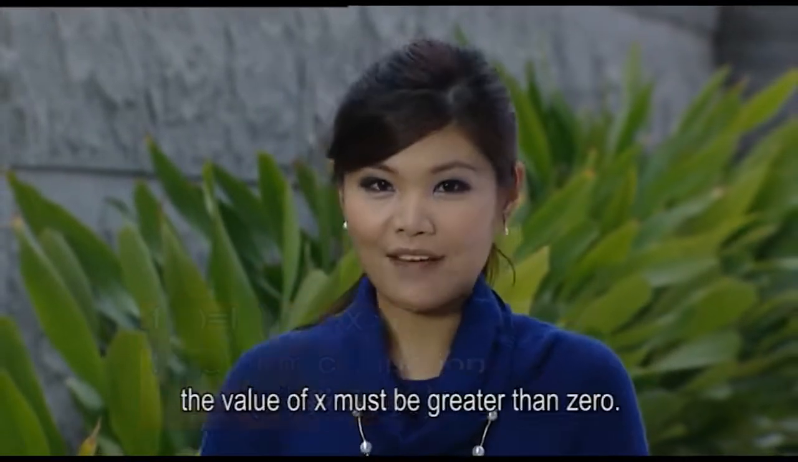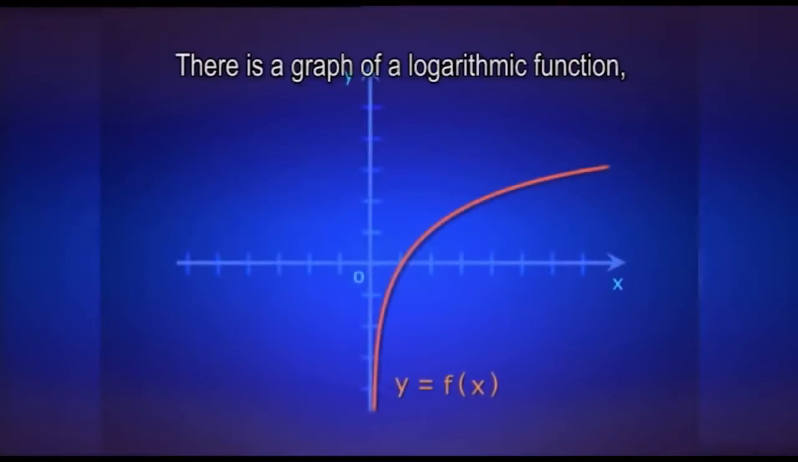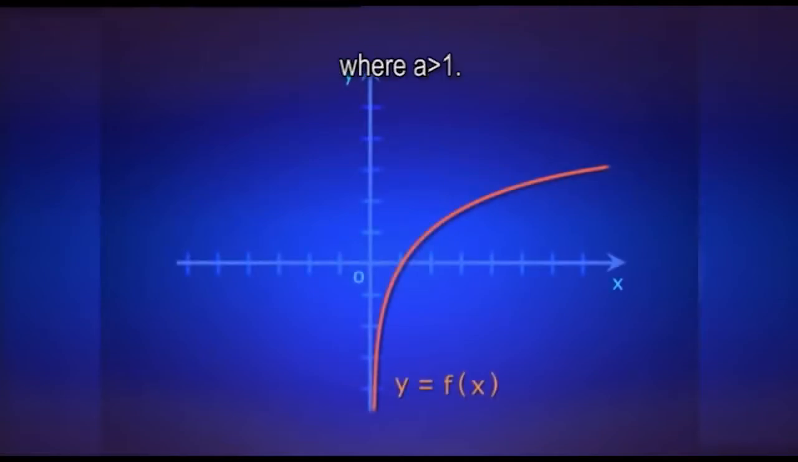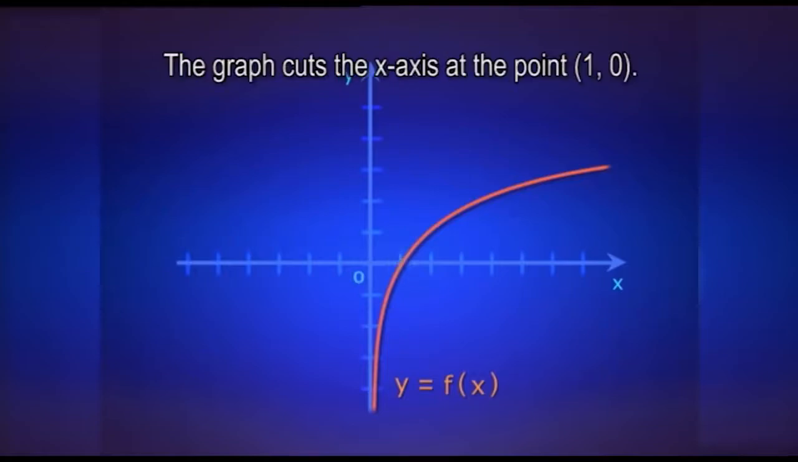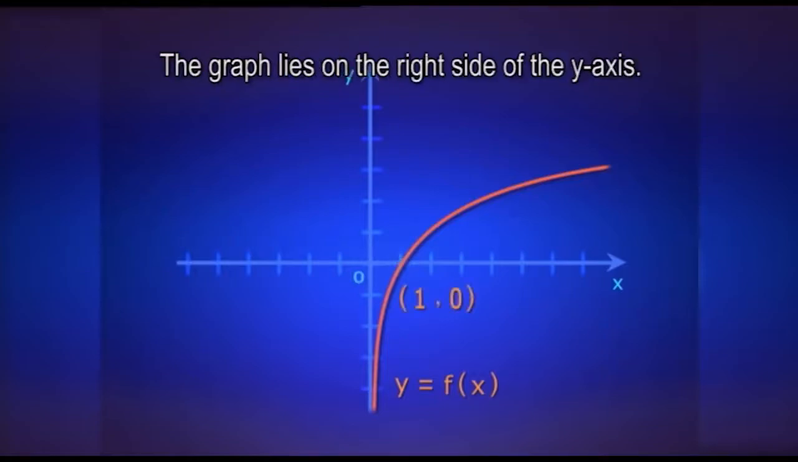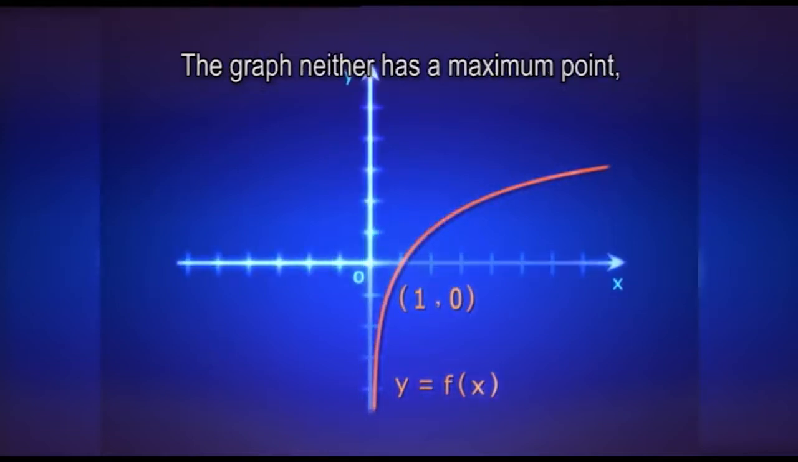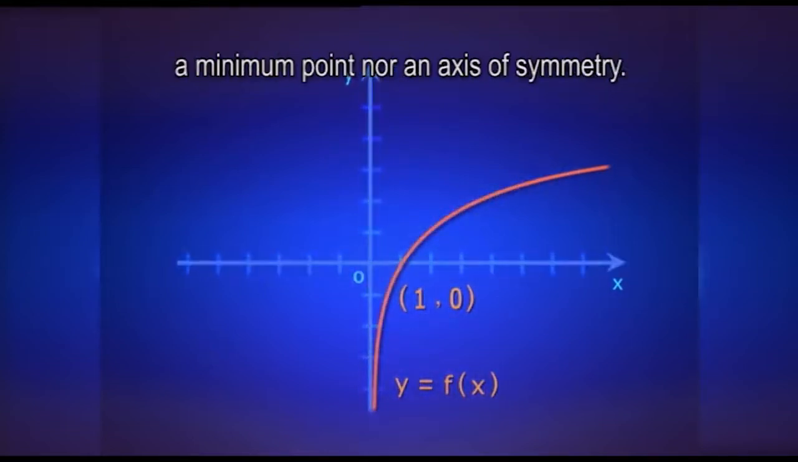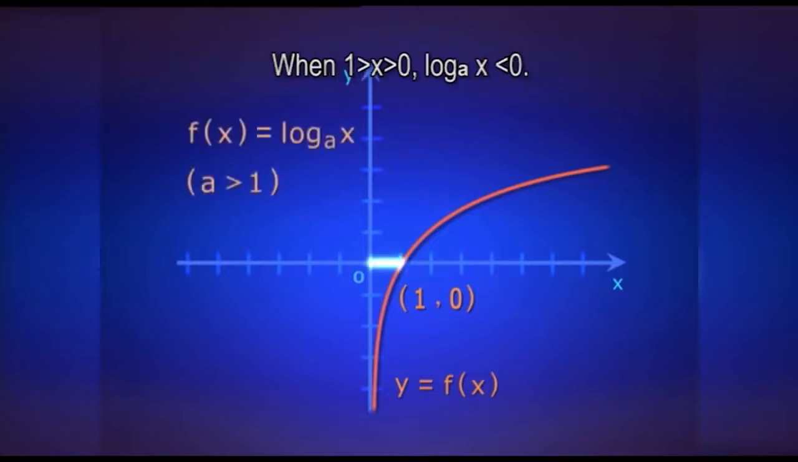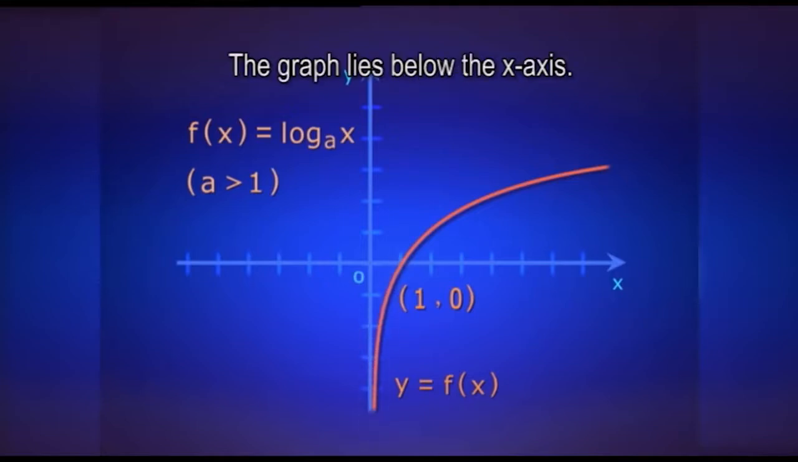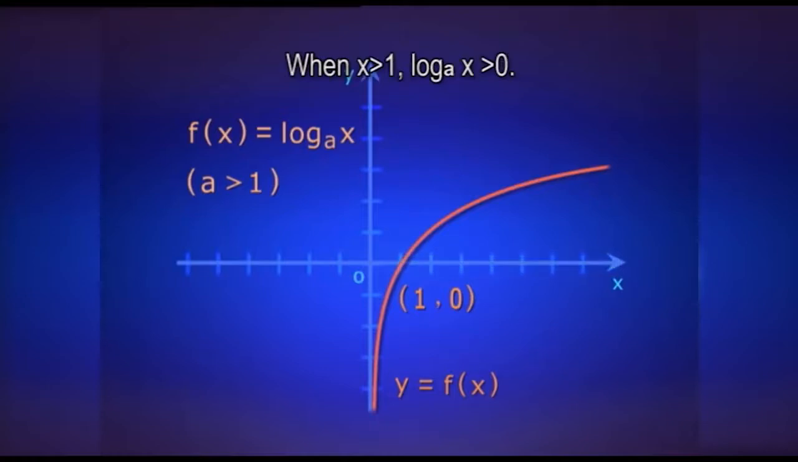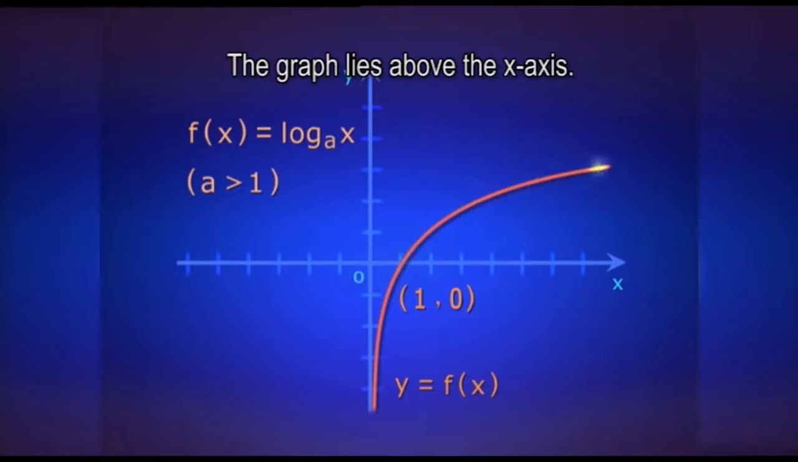In logarithmic function, the value of x must be greater than 0. There is a graph of a logarithmic function, where a is greater than 1. The graph cuts the x-axis at the point (1, 0). The graph lies on the right side of the y-axis. The graph neither has a maximum point, a minimum point, nor an axis of symmetry. When x is greater than 0 but less than 1, logarithm of x to the base a is less than 0. The graph lies below the x-axis. When x is greater than 1, logarithm of x to the base a is greater than 0. The graph lies above the x-axis.